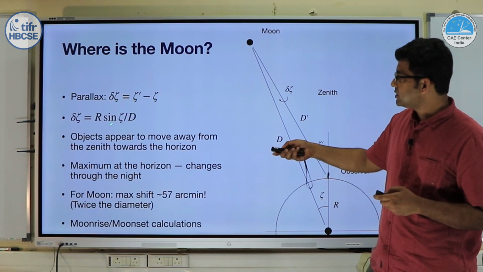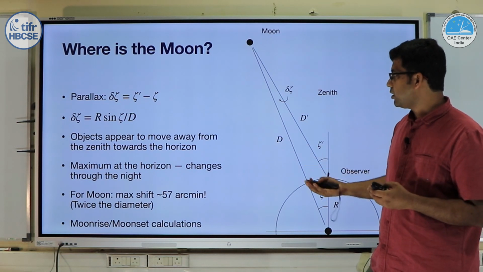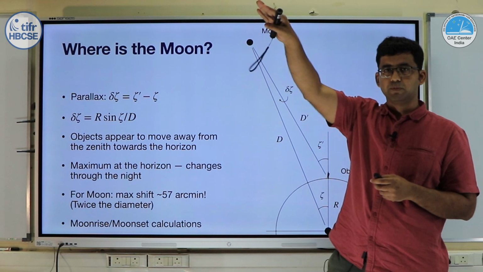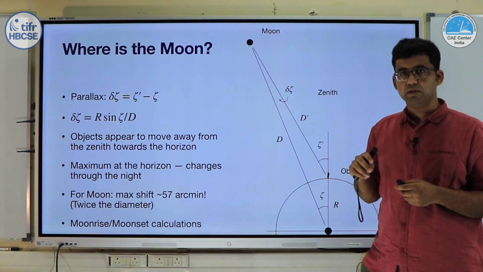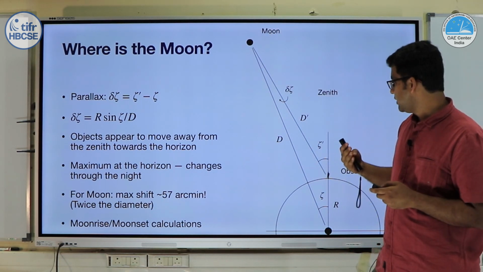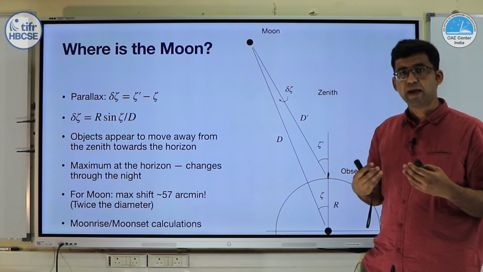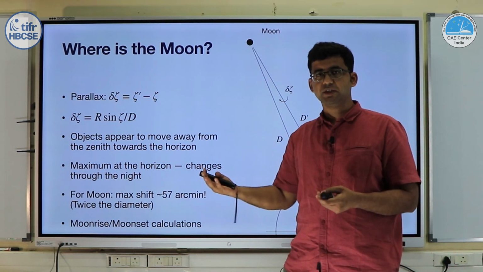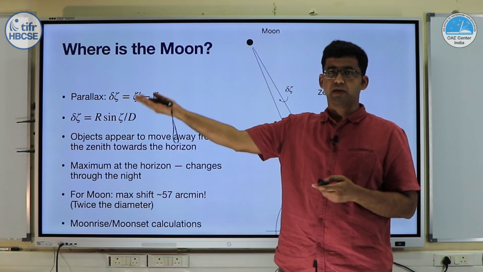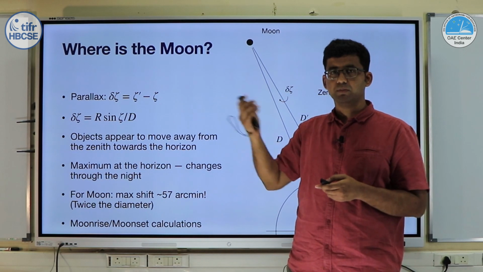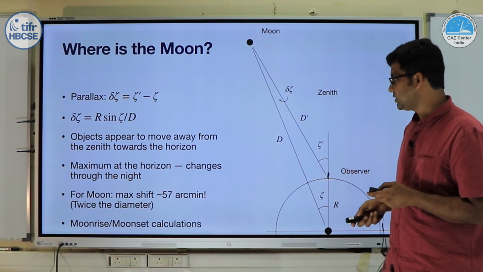So, we note that this parallax makes objects appear away from the zenith towards the horizon. If you observe something at some location, the actual zenith angle is going to be smaller than what you observe. And this is maximum at the horizon, and it changes through the night as the objects rise, transit and set. The correction which you need from geocentric parallax is going to change.